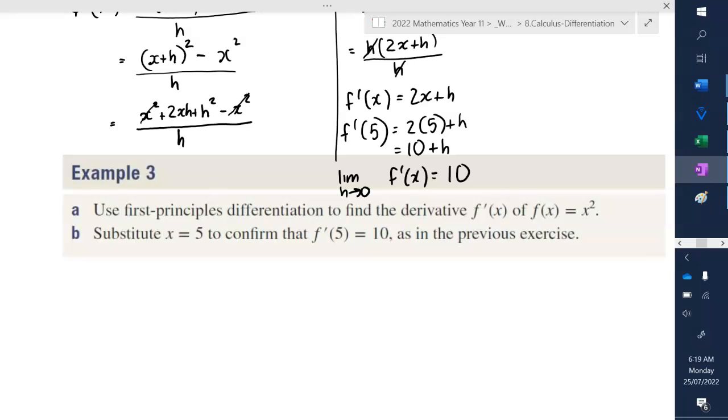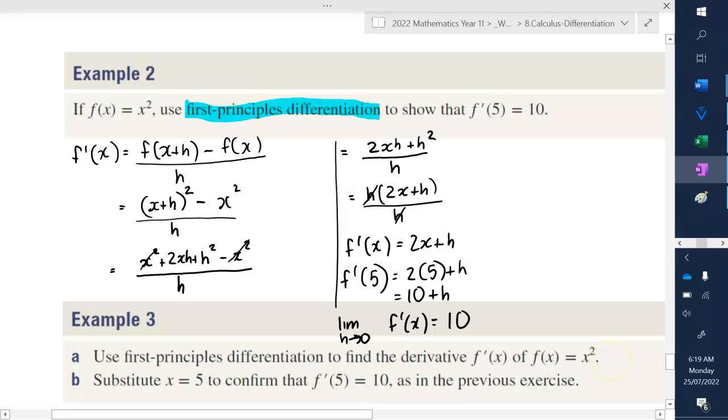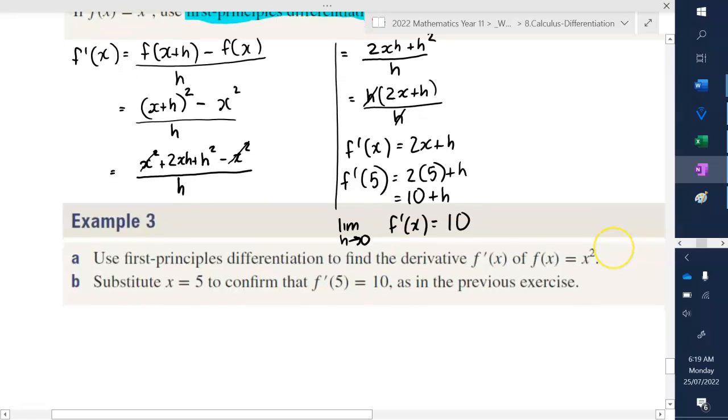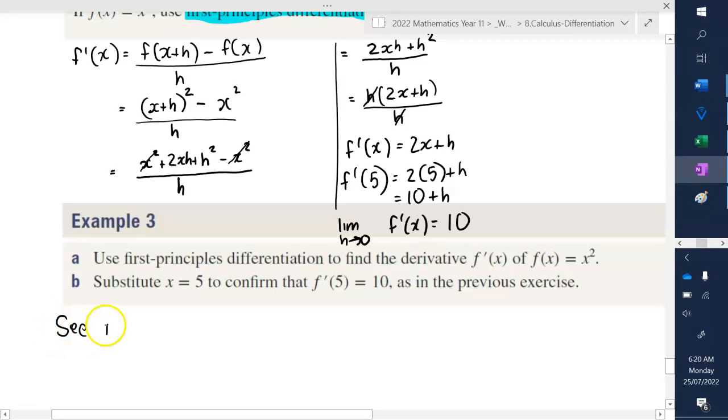Example 3, part A. Use first principles differentiation to find the derivative of f of x equals x squared, which is what we have done up above. Okay, we've discovered what that is. Part B: substitute x equals 5 to confirm f dash of x equals 10 as in the previous question. That is exactly what I've just done. So I might just say, see previous question.